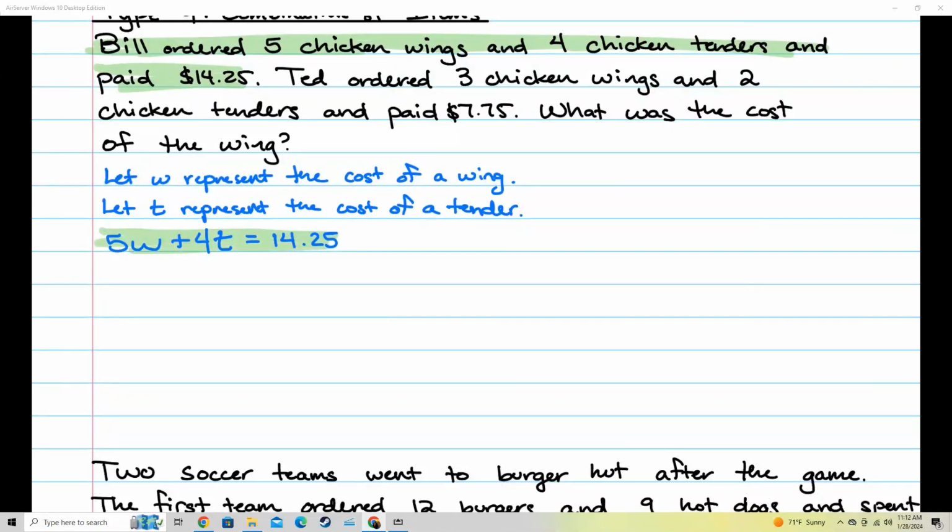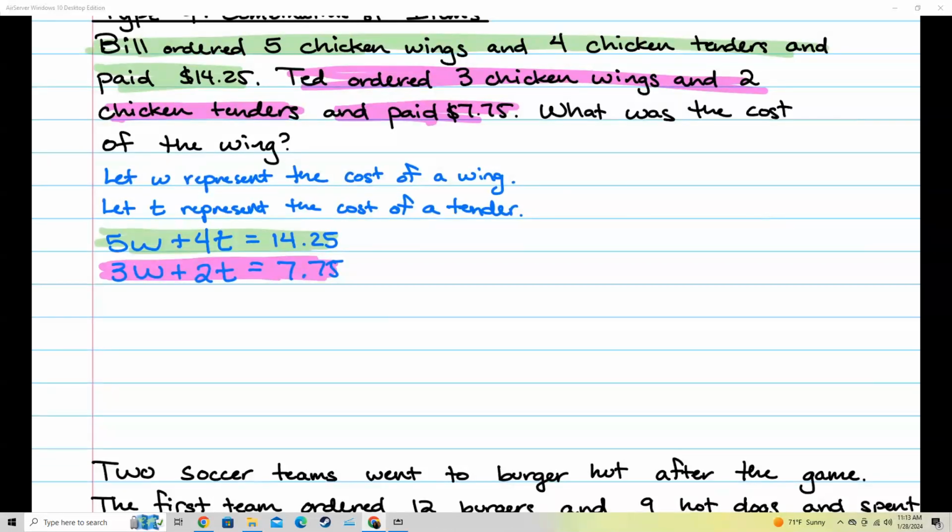Now I'm going to go ahead and do the other formula for Ted. It said Ted ordered 3 chicken wings and 2 chicken tenders and paid a total of $7.75. So this is going to be for Ted, 3 wings plus 2 tenders, 3W plus 2T equals, and in this case it paid $7.75. That should be in pink as well. All right, 7.75, and we get that right there. So that's going to be my pink formula.